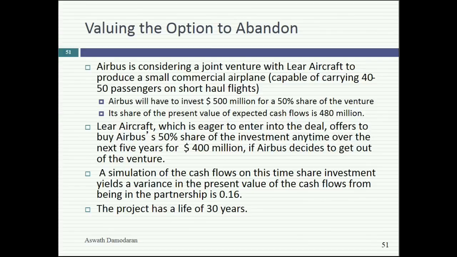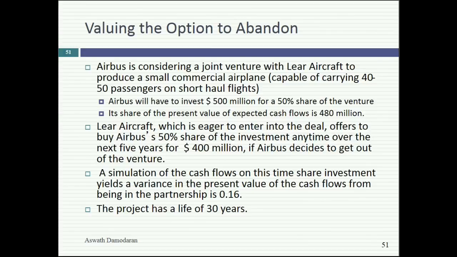You see why it's a put option? I will buy your share at $400 million no matter what, and you will exercise that right only if the value, your share of the value, drops below $400 million. Why am I giving it to you for only 5 years if it's a 30-year project? Because if I gave you the right to abandon this project anytime over the next 30 years, you know what you're going to do? You're going to hang in there for 29 years and 364 days, and on the very last day show up and say, you know what, I never liked this project. Can you give me $400 million? So I have to be careful not to give you this right forever.